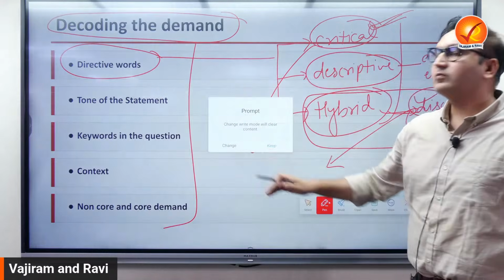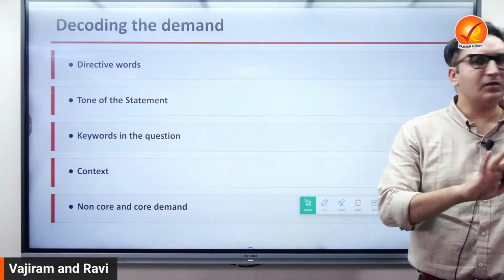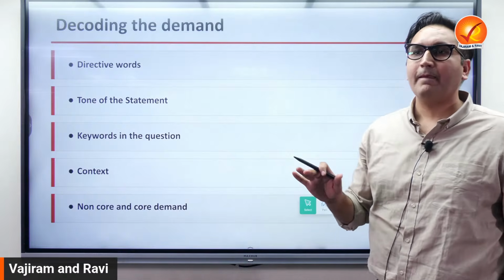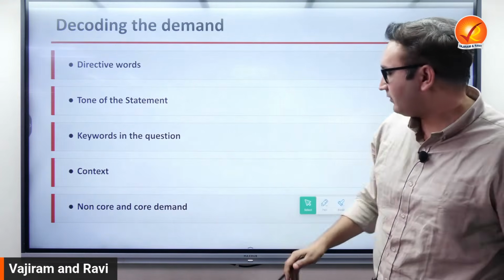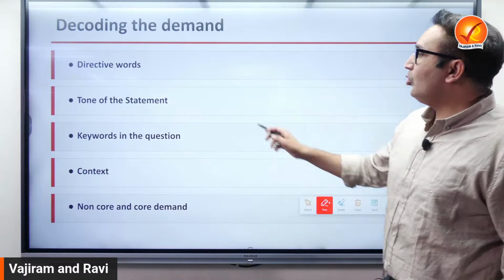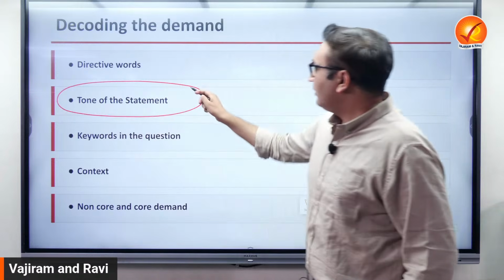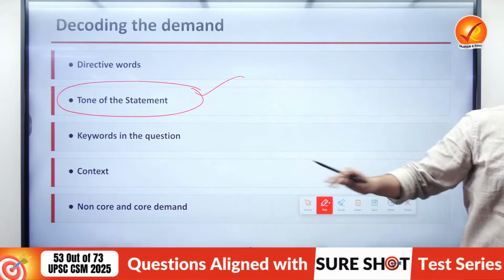So, three types of directive words for your simplicity. Anyone who did not understand? समझ में आ गया सबको? ठीक है, very good. अब आते हैं tone of the statement. Now this is very, very important. I will give an example also.